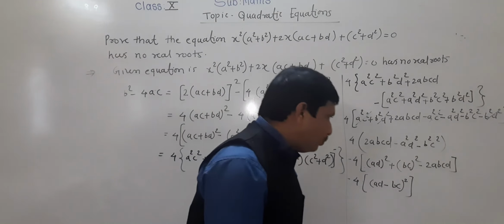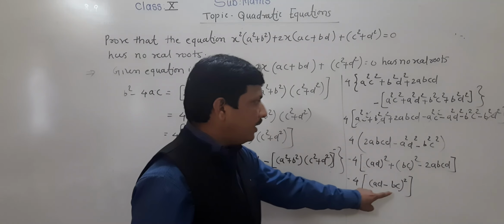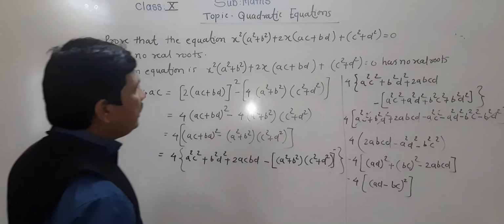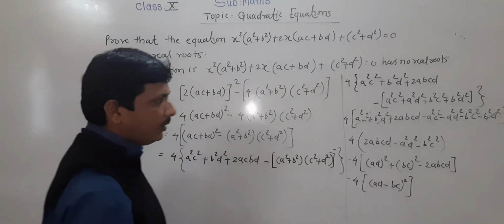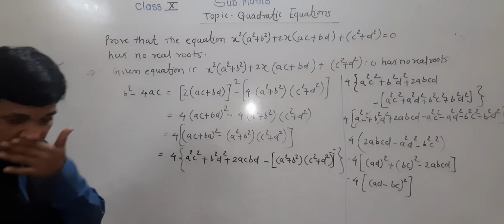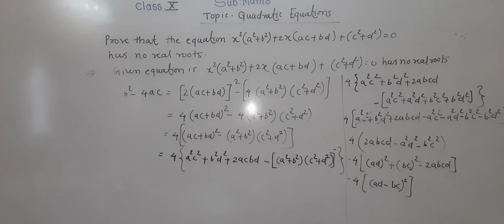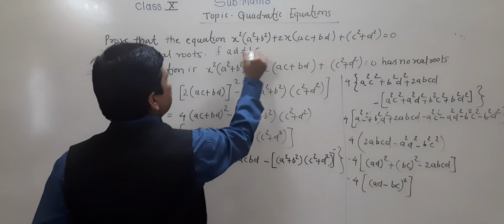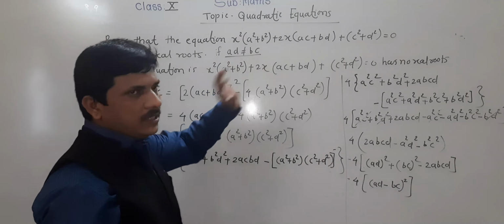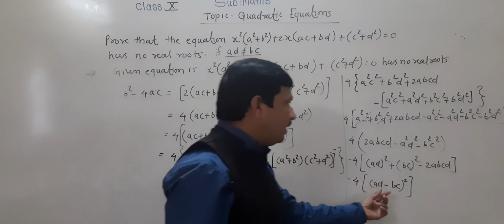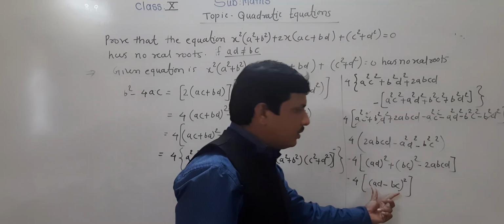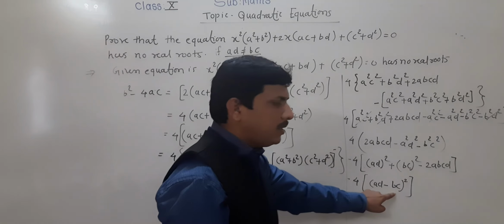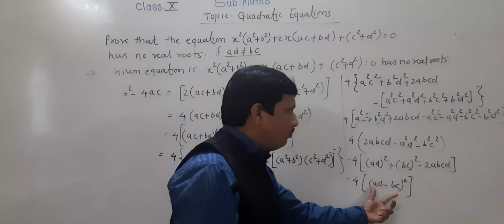Now we have to decide something here. See, AD minus BC. What is the given condition here? AD and BC are not equal. That is given in the question: if AD is not equal to BC. I forgot to write it here. So if AD and BC are not equal, definitely this will be positive because the values are different. AD and BC are not equal, so definitely this value will be positive.